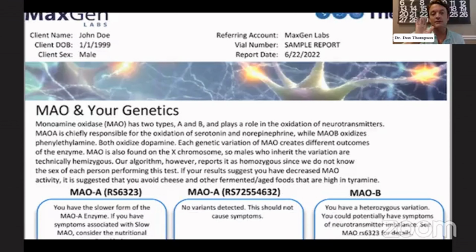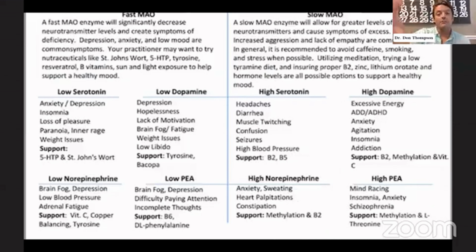That's science geek talk for the actual gene, right? This one says you have a slower form of the MAO enzyme. If you have a slower enzyme, consider the nutritional protocols, and so on. And over here, no variants for this one. But on the bottom of the sheet, it says these are the things that we tend to see with these fast and slows.